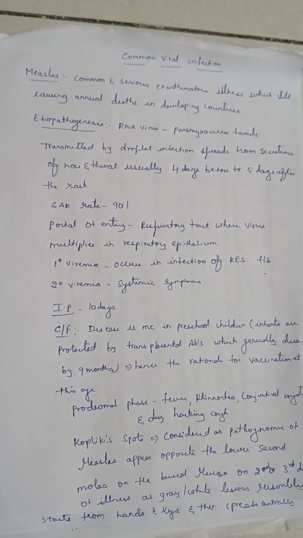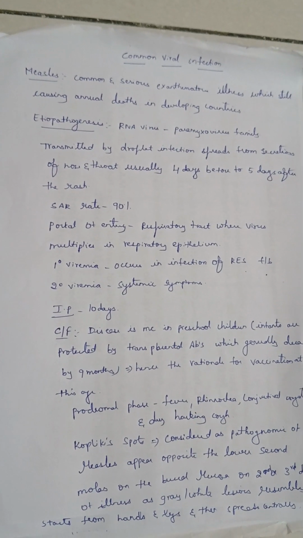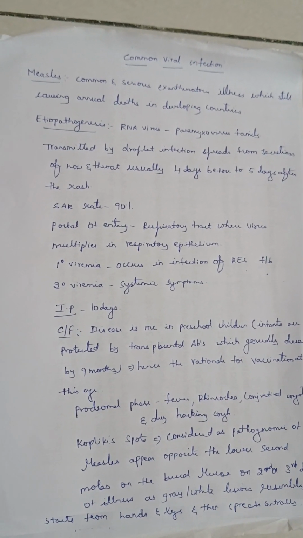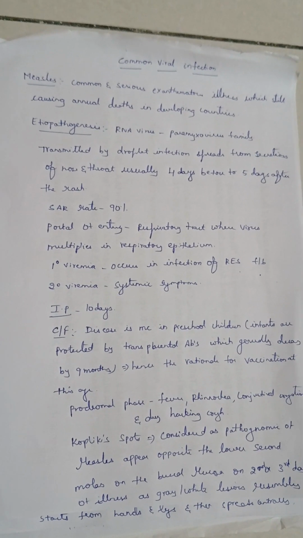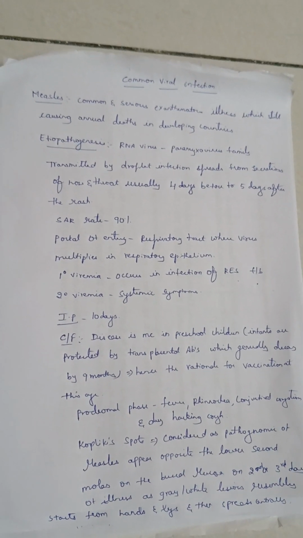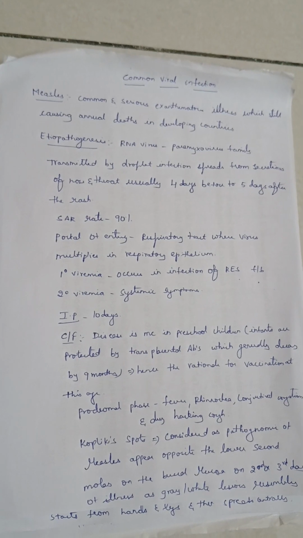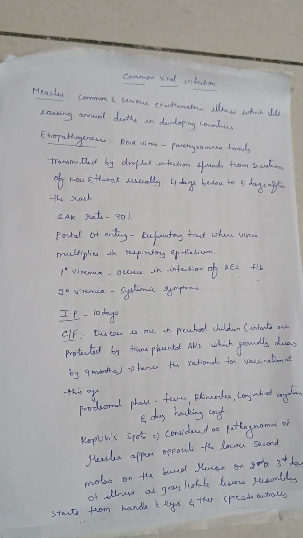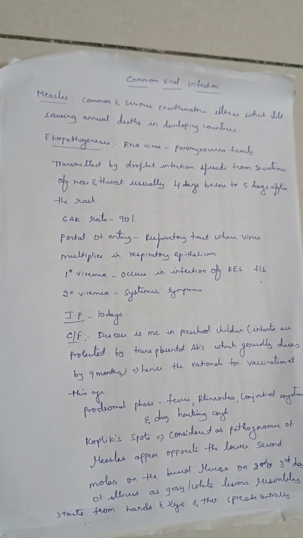Coming to the etiopathogenesis, it is caused by an RNA virus belonging to the paramyxovirus family. Measles is transmitted by droplet infection, which spreads from the secretions of the nose and throat of the affected individual to the susceptible contacts, usually 4 days before to 5 days after the rash. The secondary attack rate of measles is 90%.